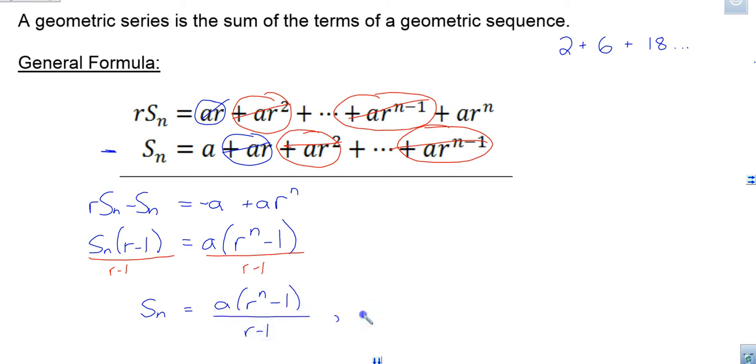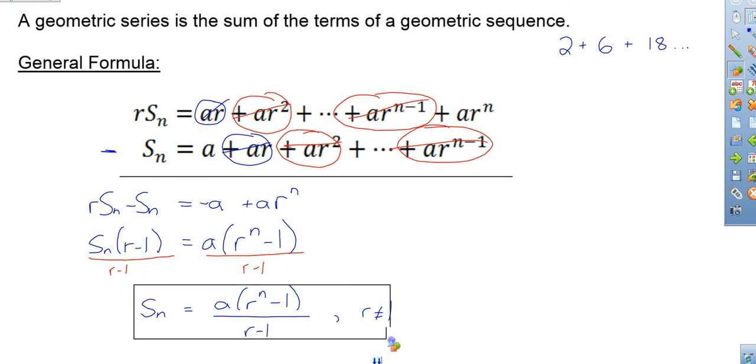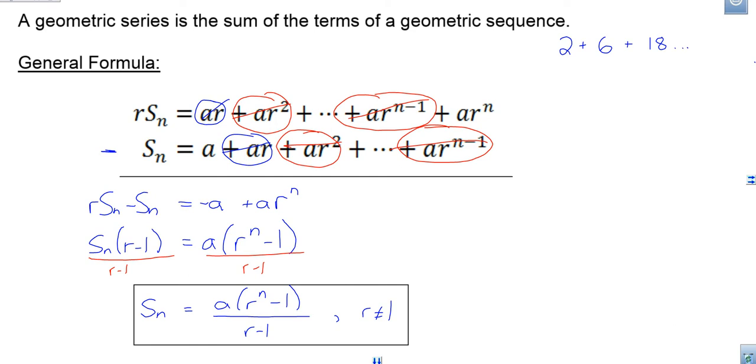Now it's important to note at this point that the r value cannot be 1 because that would give us a denominator of 0, and as we know, that is not allowed. All right, so this is the formula that we can use, and this is the only formula for a geometric series. There aren't two, as in with arithmetic.